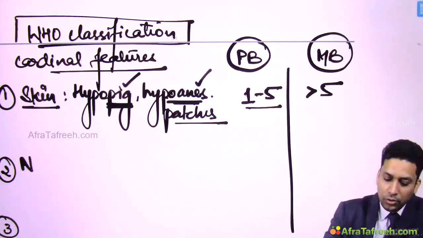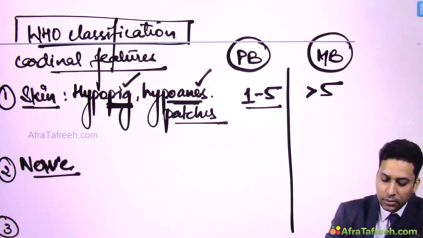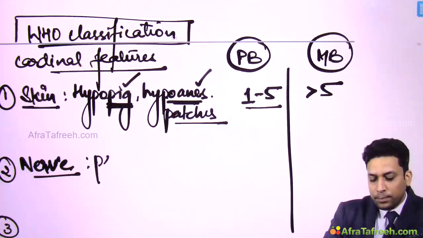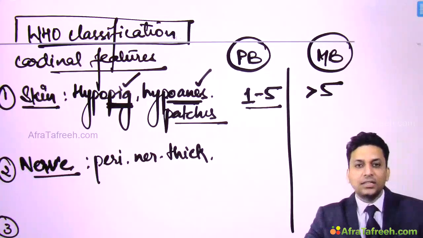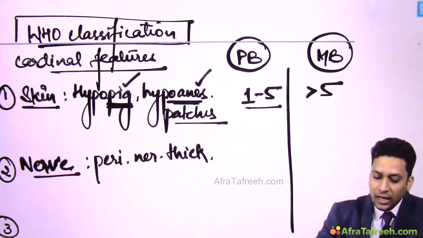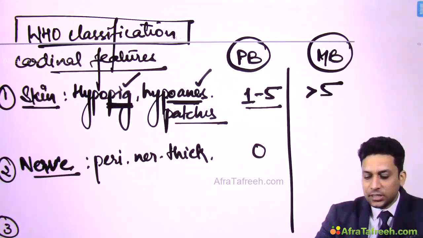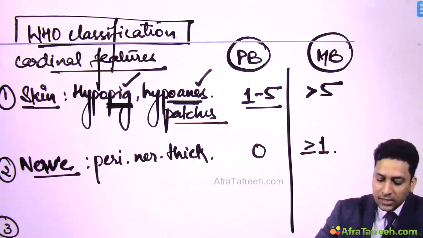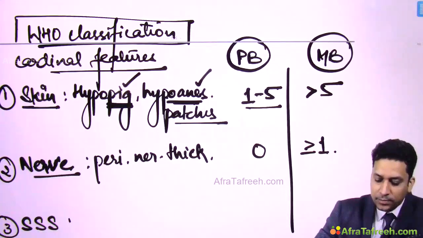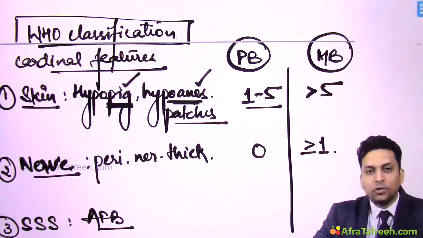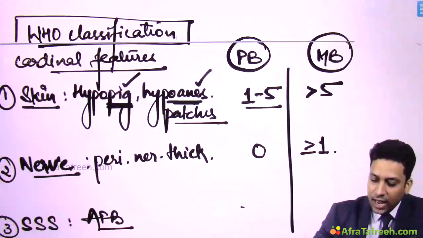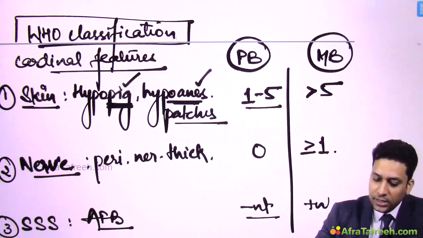Second thing is you should do peripheral nerve examination. So while palpating the nerve, look for peripheral nerve thickening, and if you don't find any thickened nerve, it is paucibacillary. If you find more than or equal to 1 thickened nerve, it is multibacillary. Third is prepare skin slit smear, and look for acid fast bacilli. If they are absent, it is paucibacillary. If they are present, it is multibacillary.